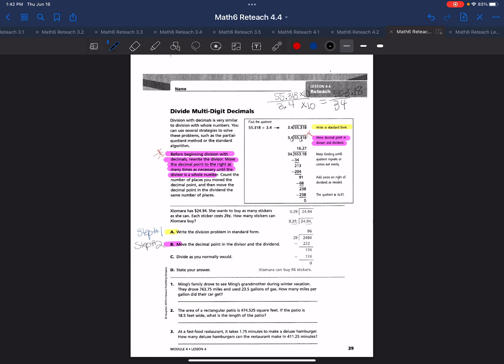And then step 3 is we just go ahead and we divide as we normally would. So keep dividing until the quotient repeats or comes out evenly.